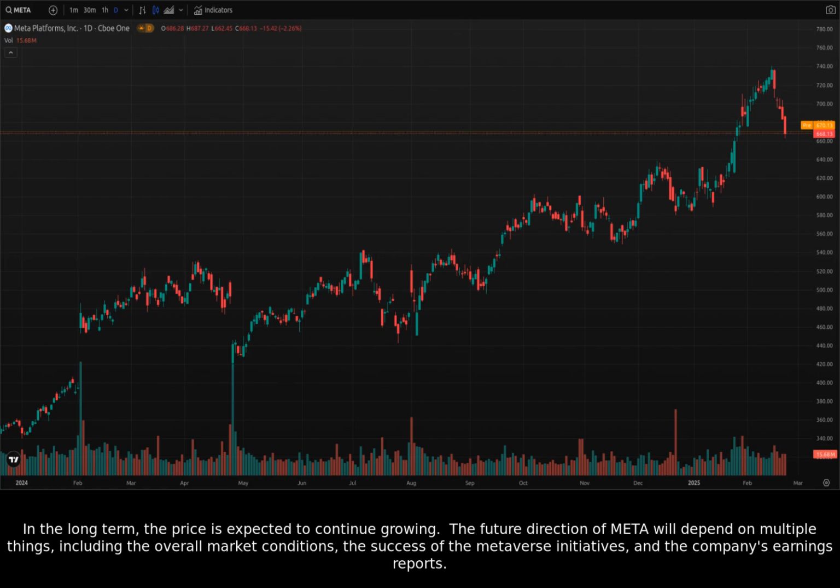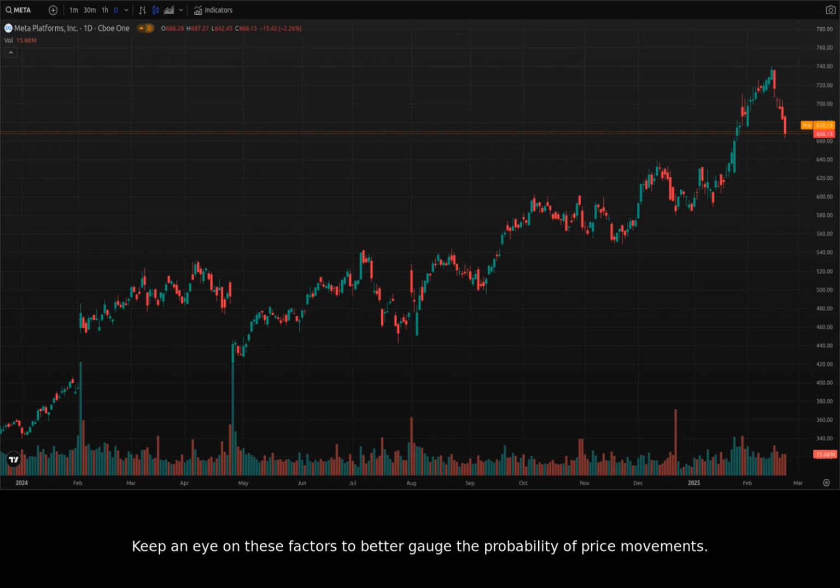The future direction of Meta will depend on multiple things, including the overall market conditions, the success of the metaverse initiatives, and the company's earnings reports. Keep an eye on these factors to better gauge the probability of price movements.